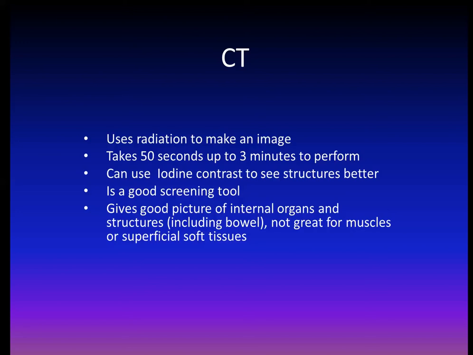And then when you're looking at the bowel, it's a little bit difficult sometimes to see like the appendix and things like that without the contrast. So it's always good if you can give contrast. It's a helpful thing.